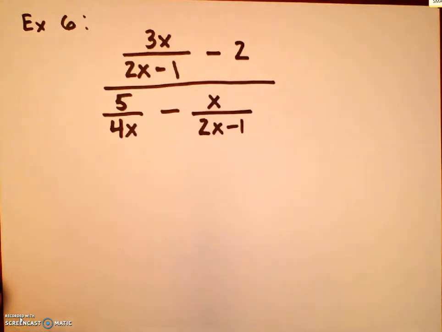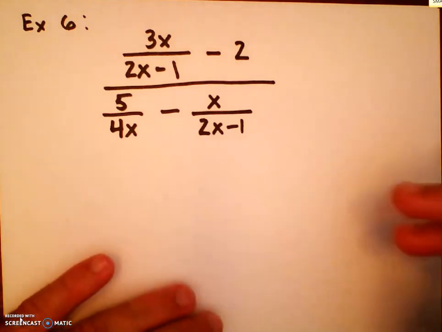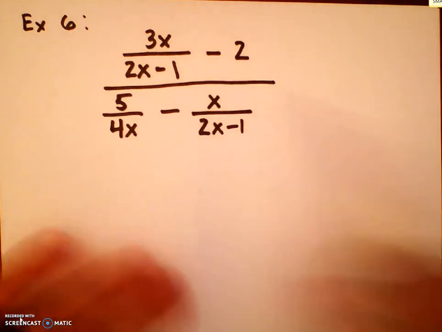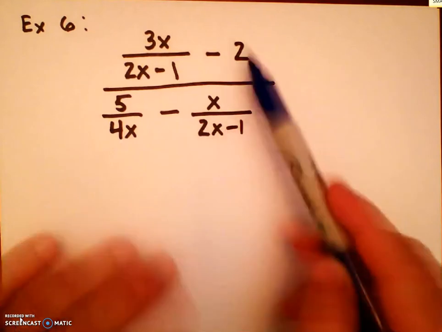Alright, this is the last video for section 8.5. I'm going to do 2 examples from example 6. Watch the previous video if you didn't see it to get an idea of what we're doing here. We're trying to eliminate all the little fractions.